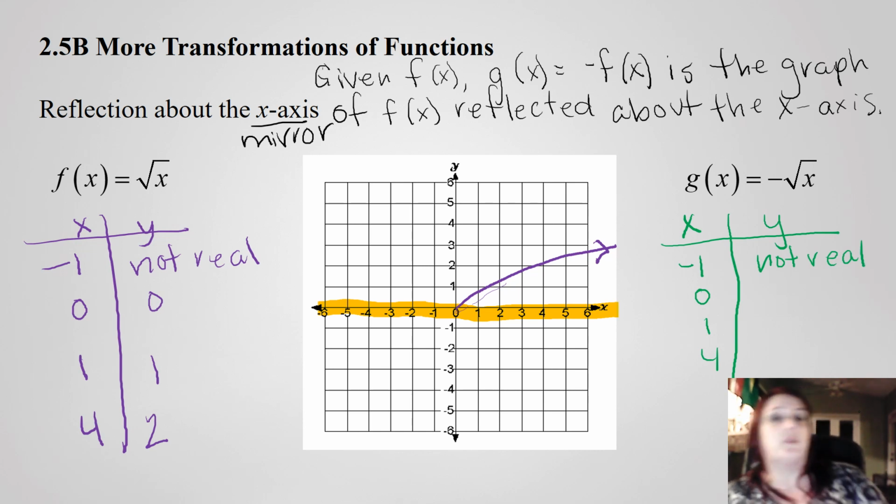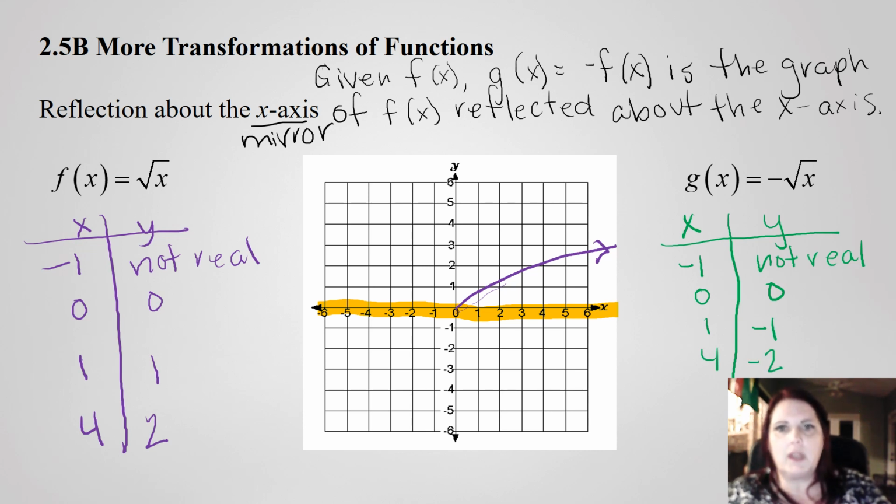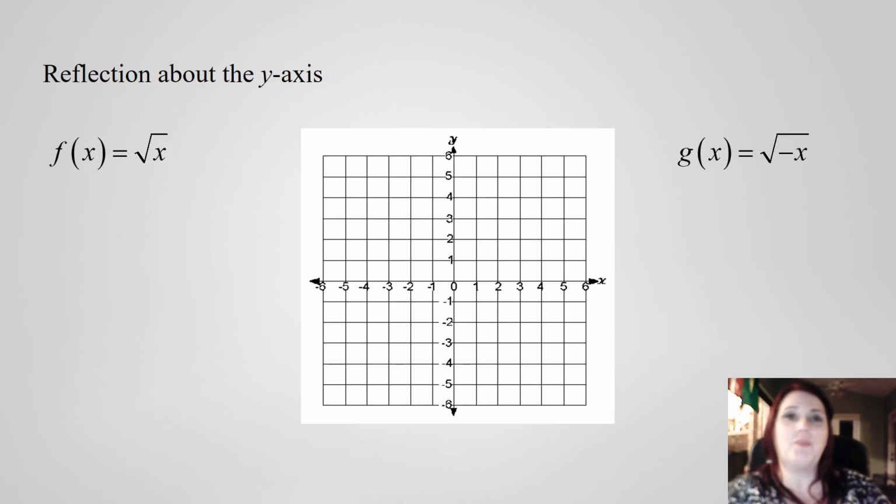The square root of 0 is 0. Well, the negative of 0 is just 0. Square root of 1 is 1. The negative of that would be negative 1. And the square root of 4 is 2, and we're going to take the opposite of that, negative 2. So we're going to have points something like this. So you see how they reflect across that x-axis, if the x-axis is our mirror. Now we're going to move the negative sign, and that's going to change our reflection. We're going to go across the y-axis.